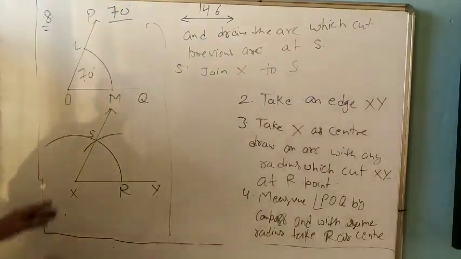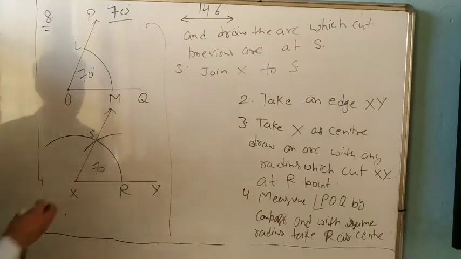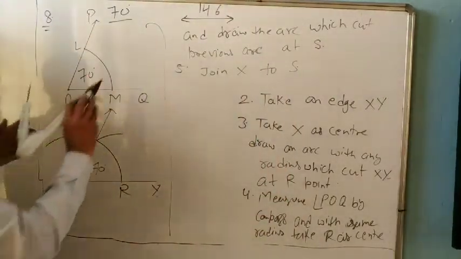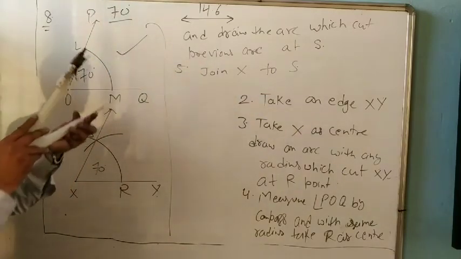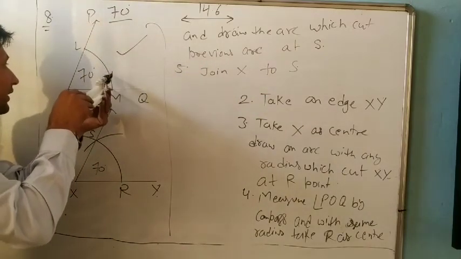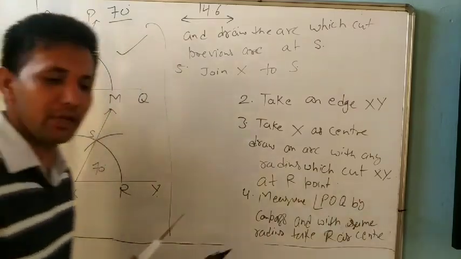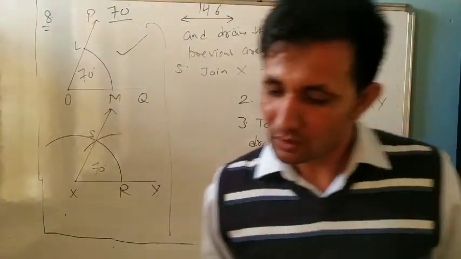Now we join X to S, so it is also 70 degrees. How did we make it? First we made 70 degrees by protractor. Then we only measured it from here to here, and then cut the arc. So it is 70 degrees. Understand?